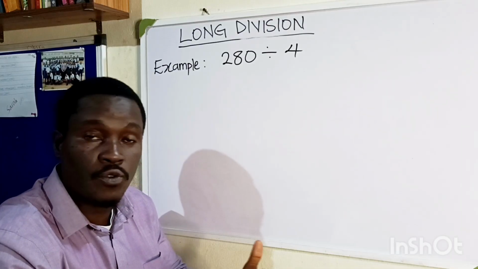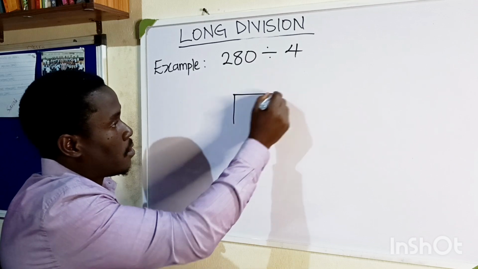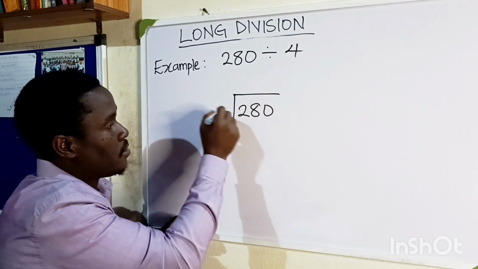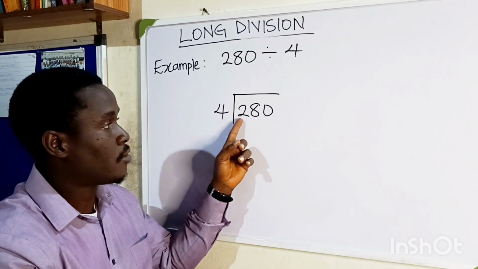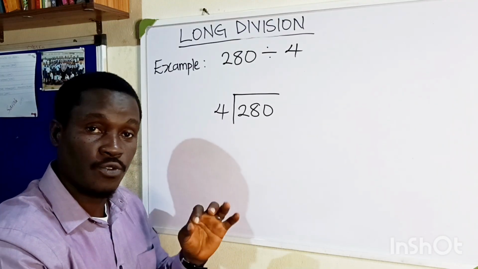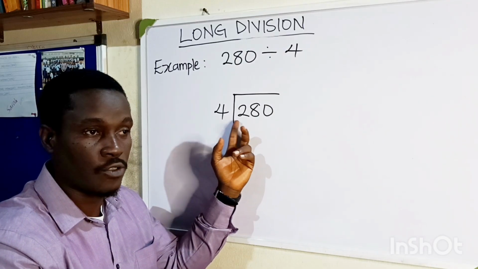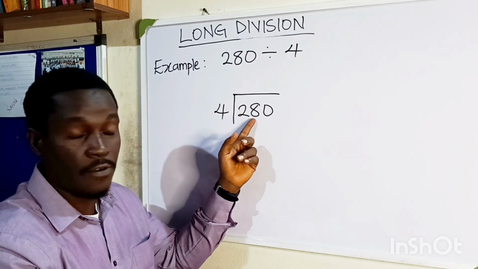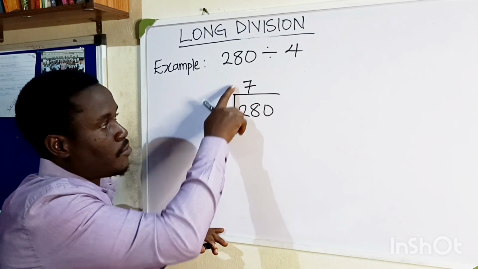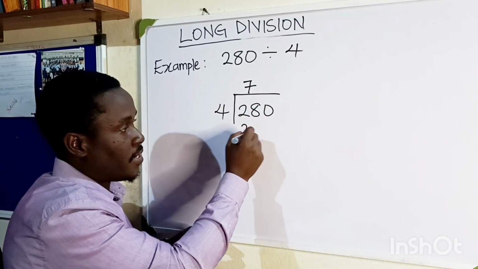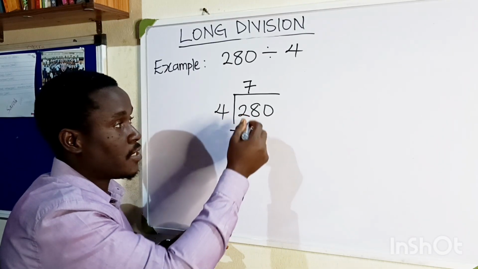So here we have 280 divided by 4. Just as we did in the previous example, we consider 2 divided by 4. Since 2 is smaller than 4, we cannot divide. So we join the first two digits together, 28. 28 divided by 4 is going to give us 7. So write down 7. 7 multiplied by 4 is going to give us 28. Minus, 28 minus 28 is going to give us 0.